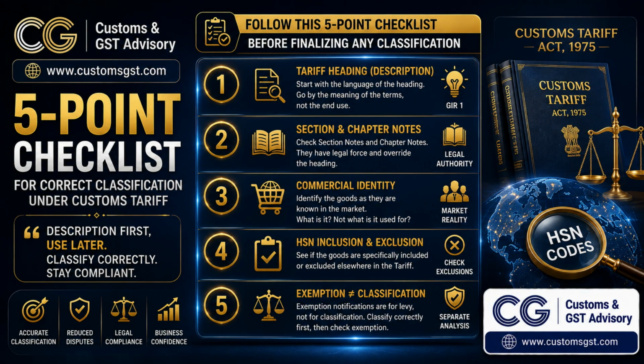When facing a classification dispute, ask these 5 questions. The first, what is the exact heading description? Read the tariff wording first. After that, look if there are section or chapter notes making use relevant. Look for solely, principally, or similar language. Also see, do the goods have an independent commercial identity? Can they be described and traded on their own? Next, does the HSN specifically include or exclude the goods? Use HSN as a guide, not as a substitute for the legal text. Are you confusing classification with exemption? Classification determines the heading, exemption may depend on use. If customs starts with end use instead of the heading text, that is often the first red flag in litigation.